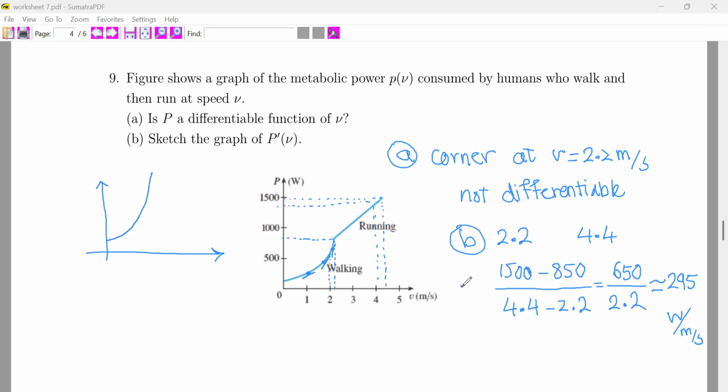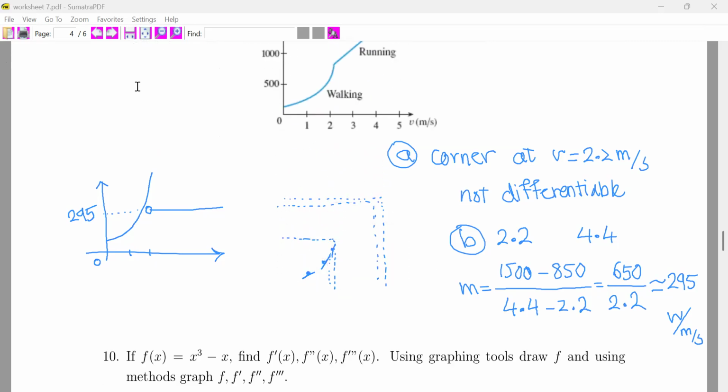And this means, since this is the slope, that we would have a straight line if it is starting at 0, and this is 1 and this is 2, and a little bit after 2, it will be a line here and the amount of y value here is this slope, 295. Let's move on to question number 10.